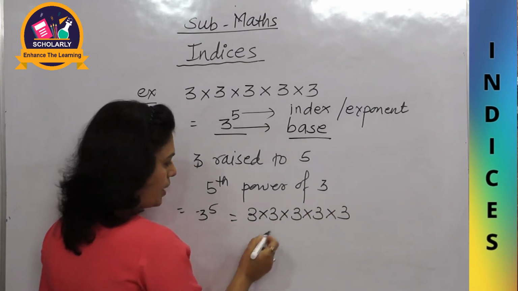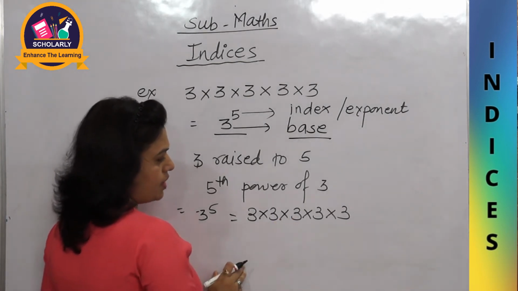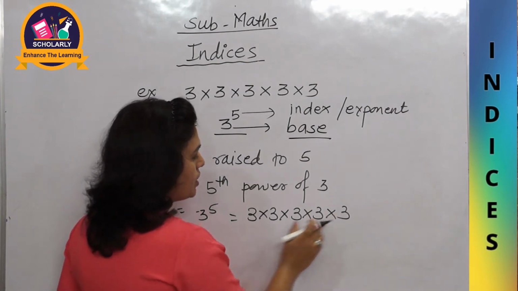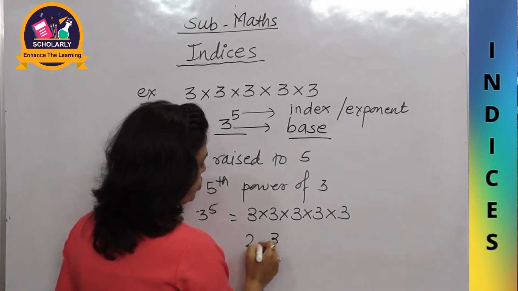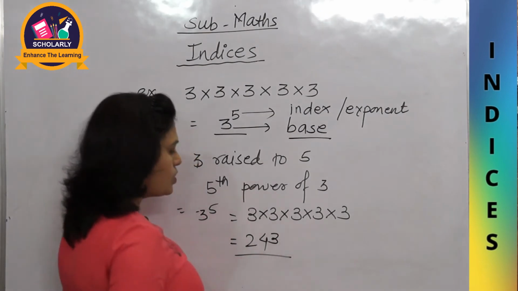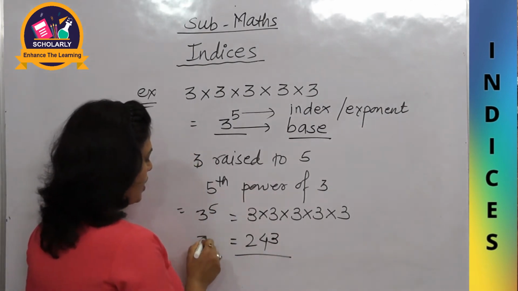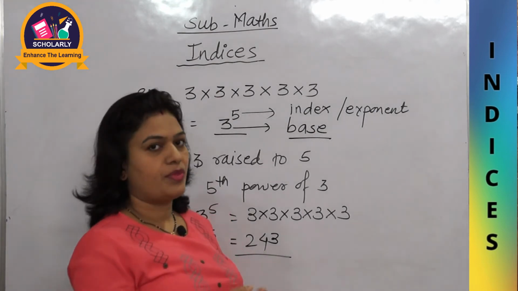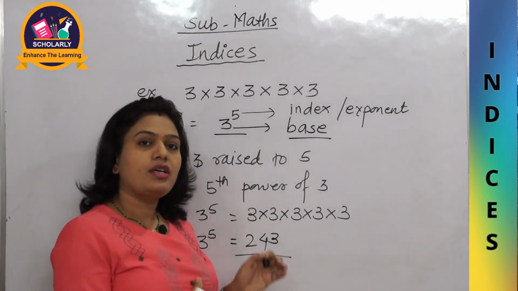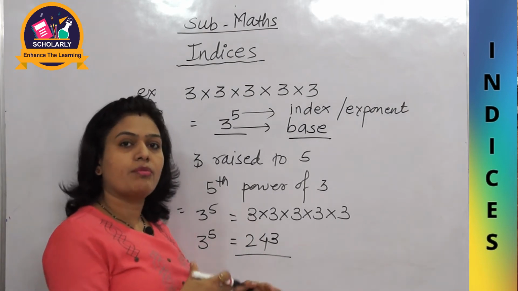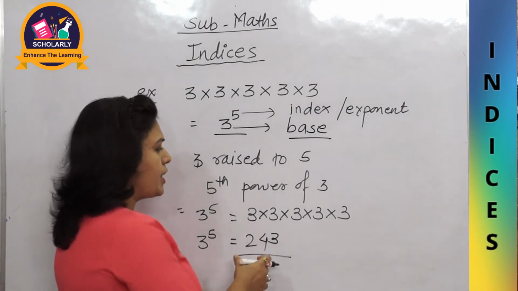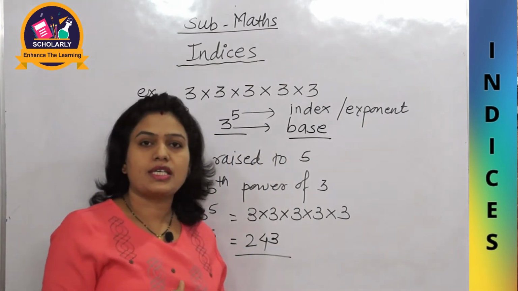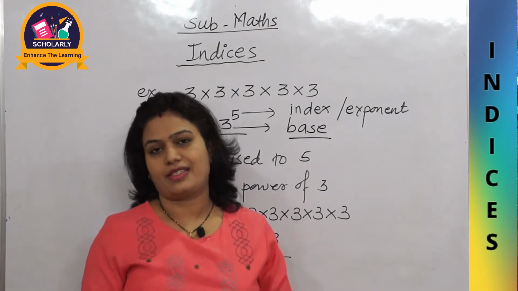3 3s are 9. 9 3s are 27. 27 3s are 81 and 81 3s are 243. So the value of 3 raised to 5 is 243. In this way we can calculate the value of any number in index form by simply multiplying, but we can write it like this. So let's see some other examples of indices.